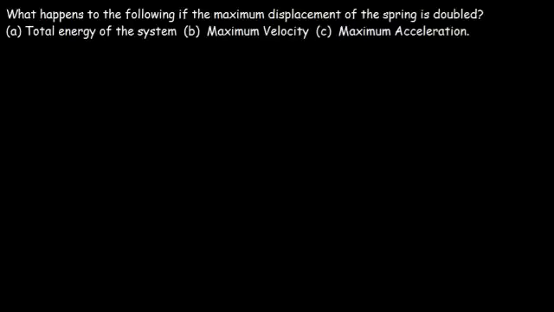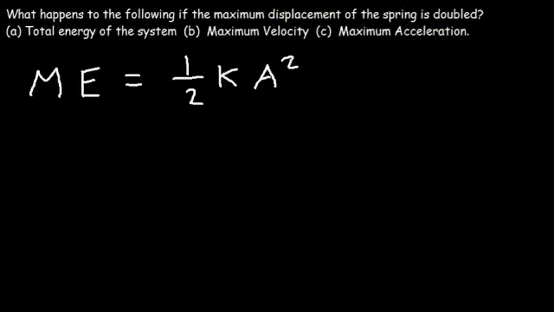So let's work on some problems. What happens to the following if the maximum displacement of the spring is doubled? So what happens to the total energy of the system? The total energy of the system is the mechanical energy. Now the first thing we want to do is write an equation that relates the mechanical energy with the maximum displacement. And that's this equation. ME is equal to 1/2 K A squared, where A is the maximum displacement. So if we double the value of A, what happens to ME?